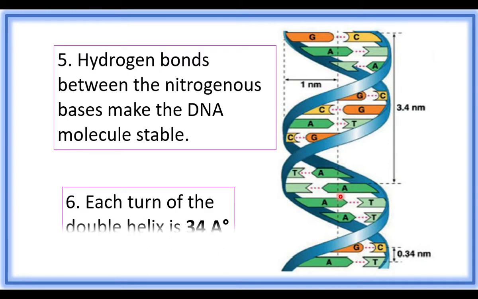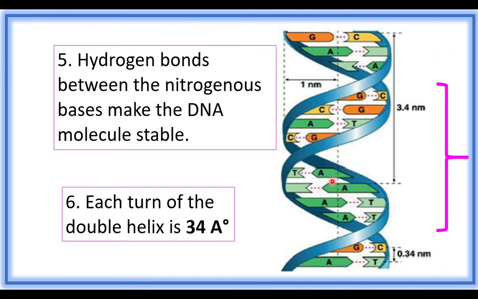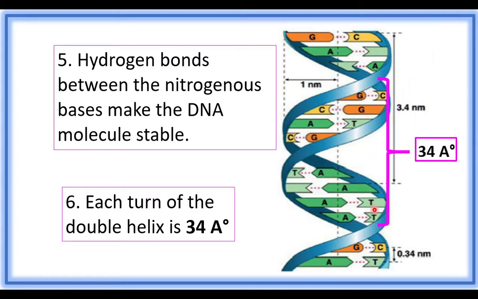Each turn of the double helix is 34 angstrom units. One turn has 10 nucleotides. So this is one turn, and it has 10 nucleotides. The distance covered by 10 nucleotides, that is one turn, is 34 angstrom units. So the distance between two nucleotides is 3.4 angstrom units.